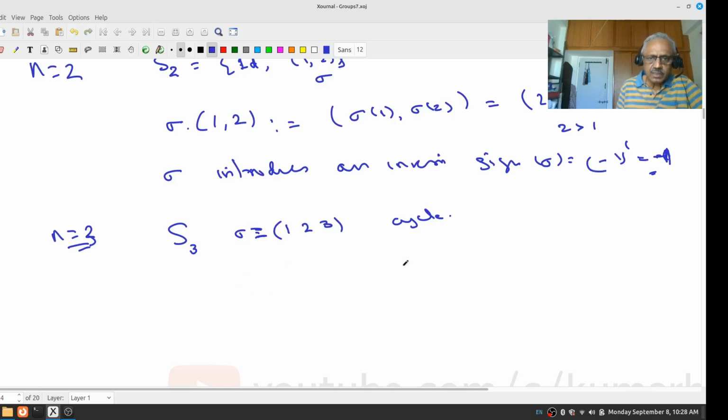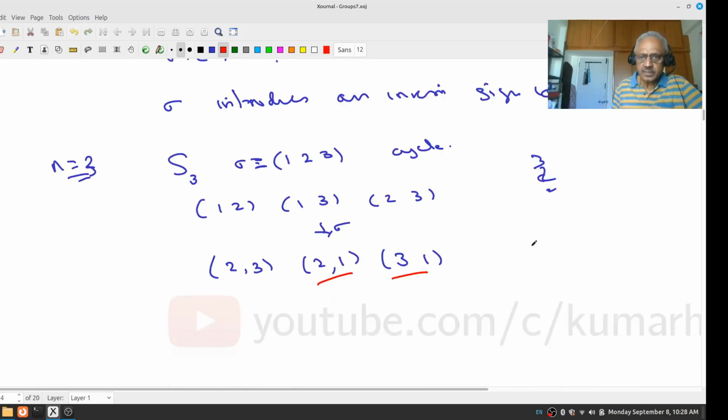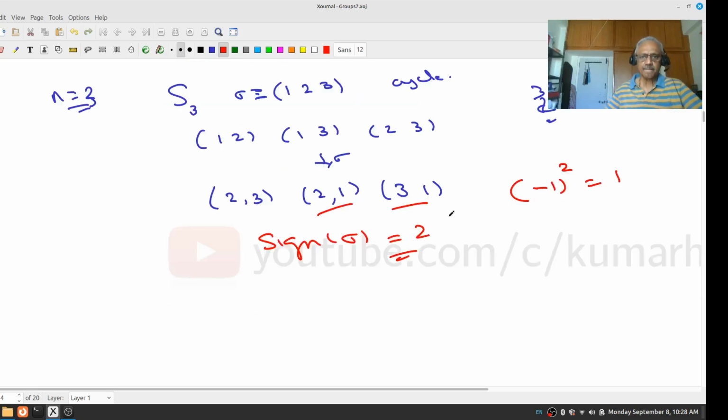Now, what are the two element sets? This is 3 choose 2, that will be 3: (1, 2), (1, 3) and (2, 3). Under sigma, where does (1, 2) go? 1 goes to 2 and 2 goes to 3, no problem. Here 1 goes to 2 whereas 3 goes to 1, and here 2 goes to 3 and 3 goes to 1. Therefore there are two inversions, right? Therefore it's (-1) to the power 2, which is 1. Therefore the sign of sigma is 1, right?